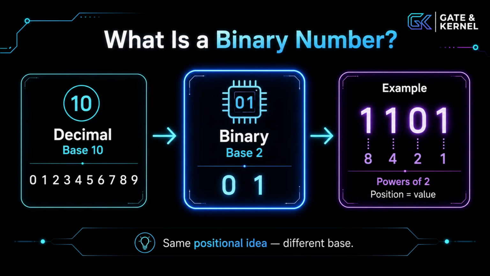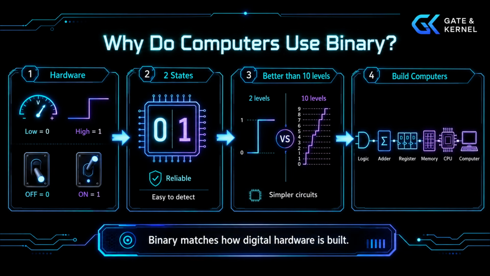Chapter 2. Why do computers use binary? The main reason comes from electronic hardware. Digital circuits can reliably distinguish between two logical states. We can think of them as low voltage and high voltage, or conceptually as off and on. Low can represent 0. High can represent 1. Real electronics are more complicated, but this two-state model is extremely useful. From these two states, engineers can build logic gates, adders, registers, memory cells, CPUs, and complete computers. Binary is closely connected to how digital hardware is physically built.